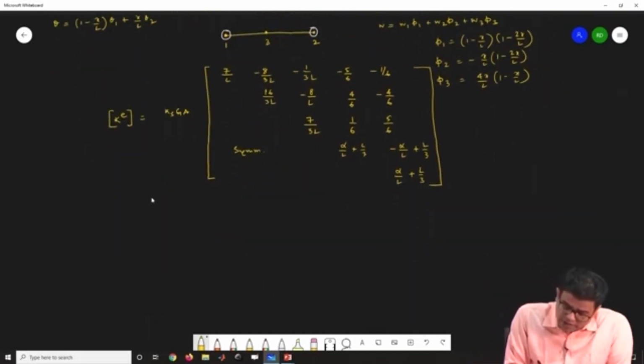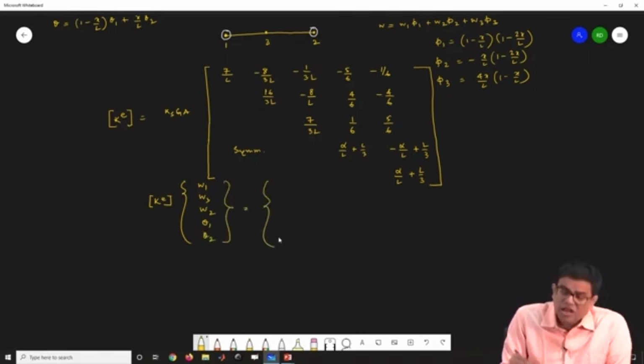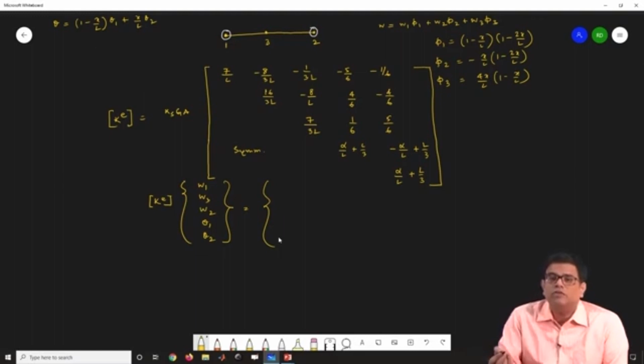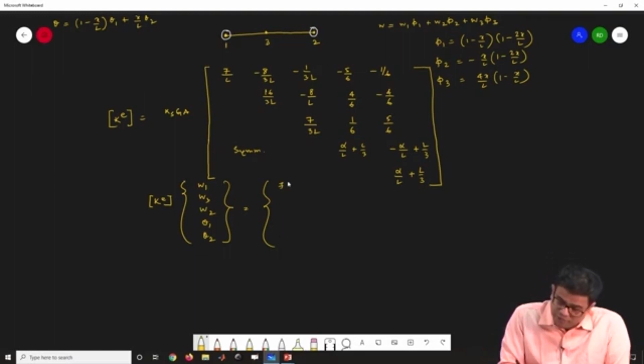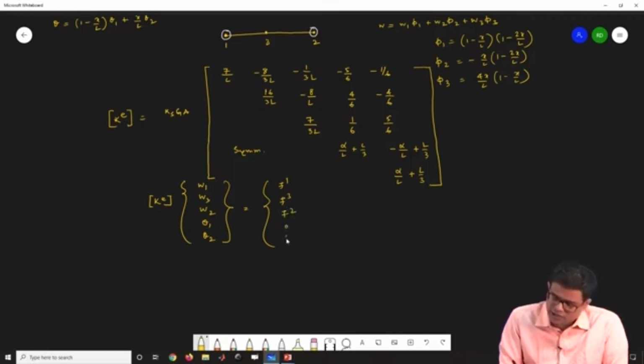In doing so, the stiffness matrix Ke will also have the variables aligned in a different way than Euler-Bernoulli beam. So this is W1, W3 and W2 and theta 1 and theta 2. This must equal the UDL or any triangular load, that means the body force term, that is F1, F3 and F2, and then 0, 0.